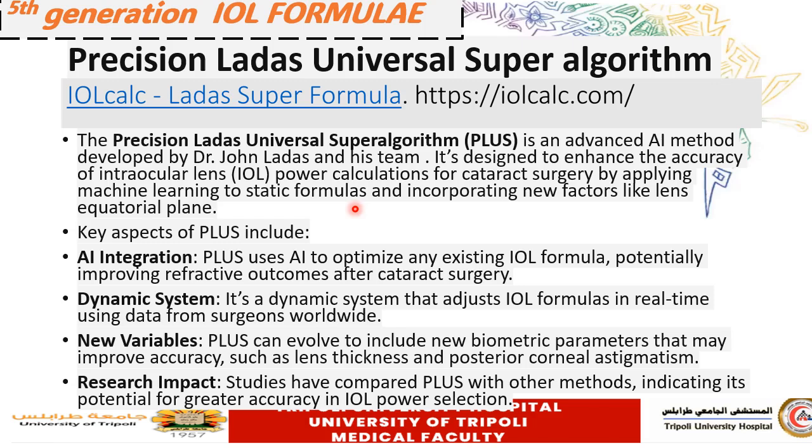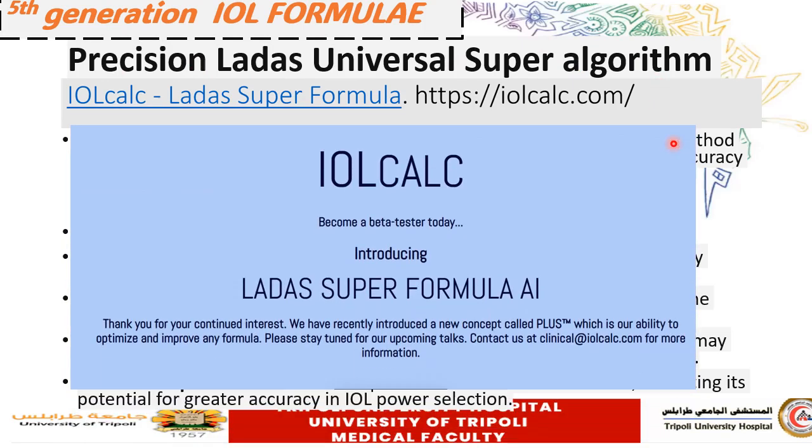And also it can include different variables like the posterior corneal astigmatism and the corneal thickness. And you can access this algorithm through the internet, through this link for the Ladas formula. And this is the interface when you look at the application and the formula on the internet, that you can sign in and utilize this formula for optimizing your IOL calculation.